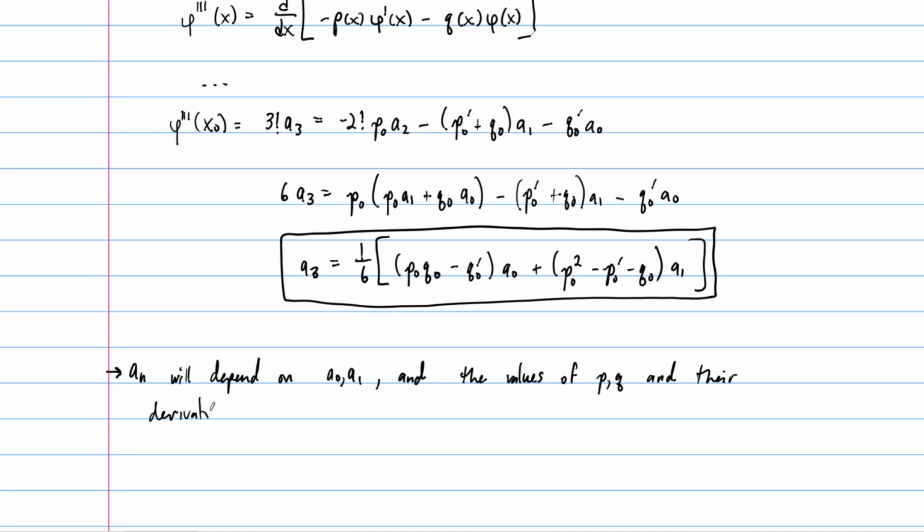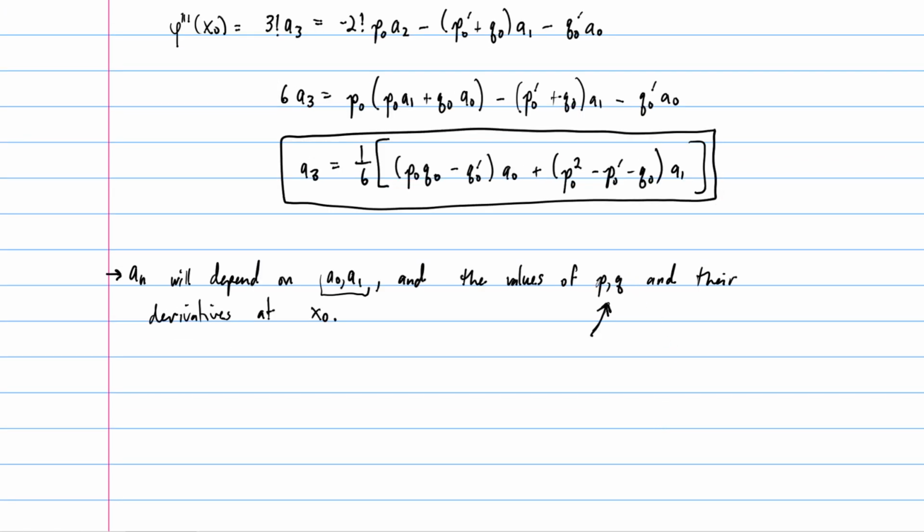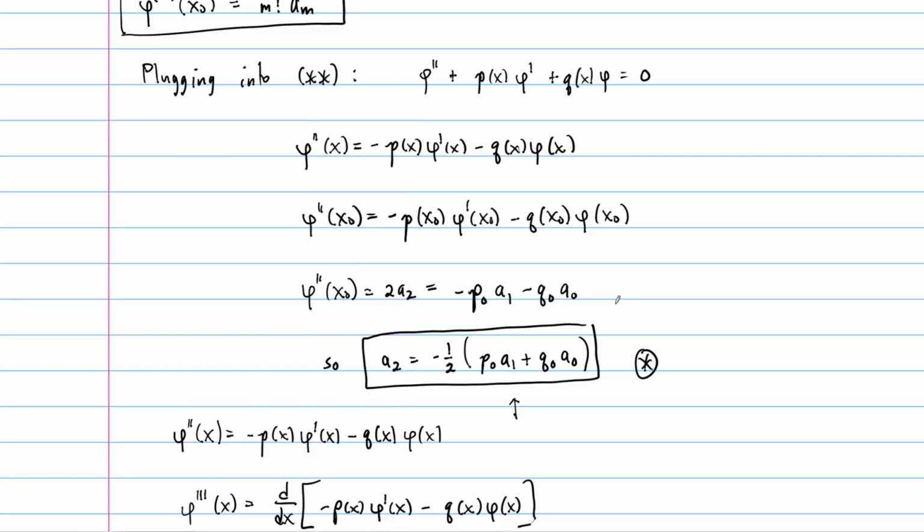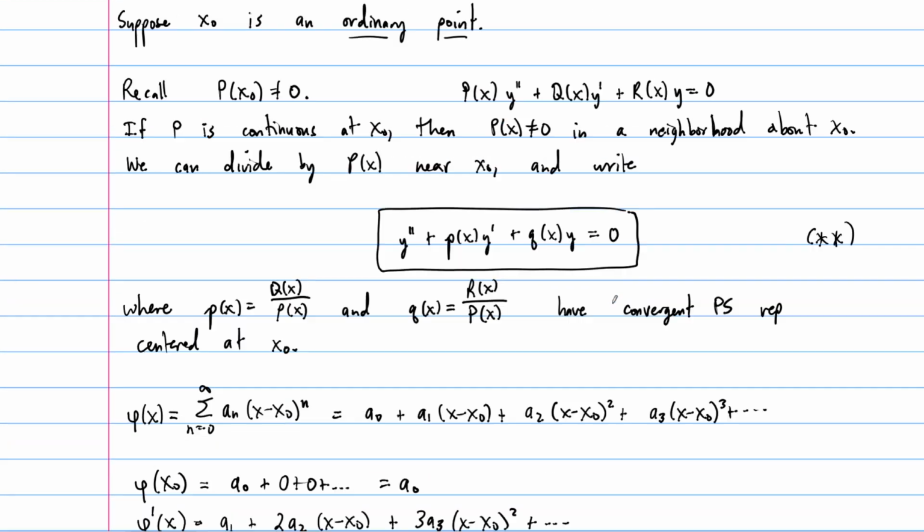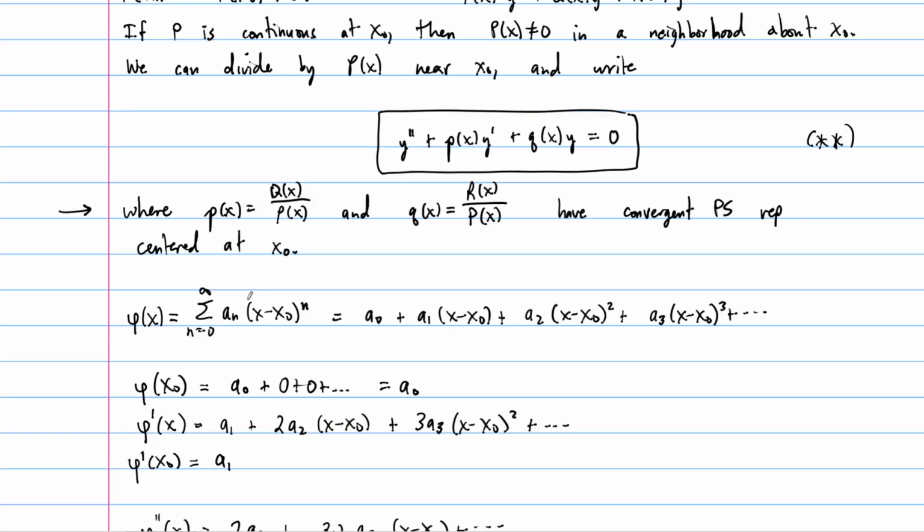And their derivatives at the center point, x naught. All right, so a sub n depends on these two free variables, which are free, so that's not a major deal. But the key here is that it depends on p and q's derivatives. Remember, p and q we assumed have power series representations at the center point. And because of this, we're going to arrive at the following theorem.